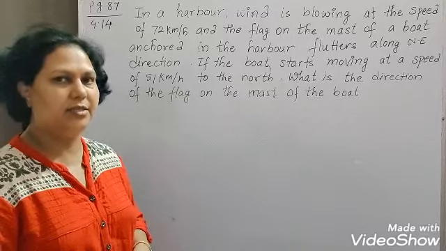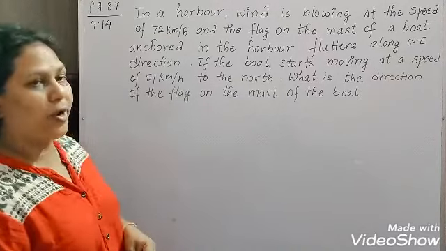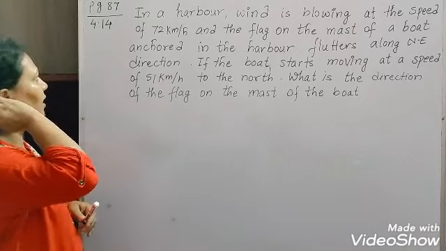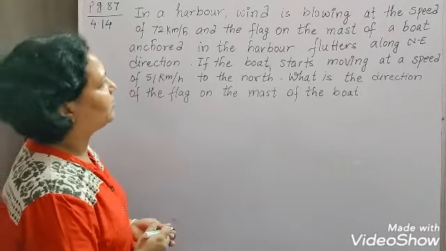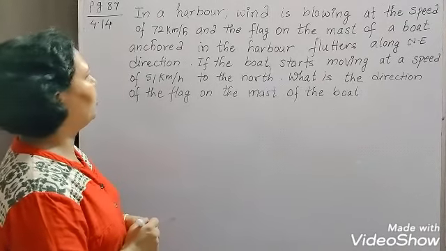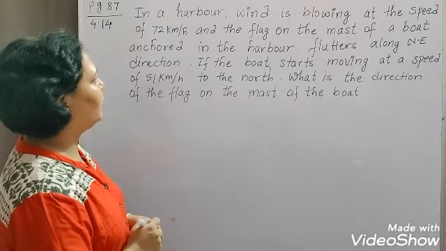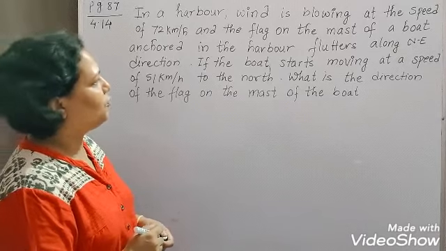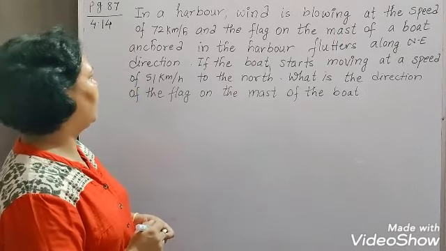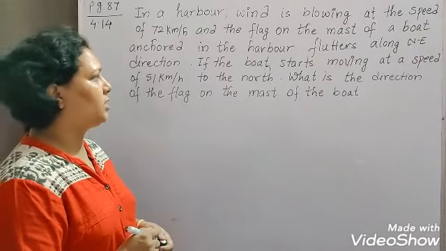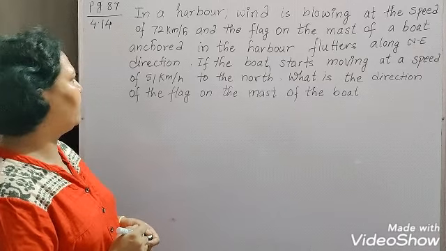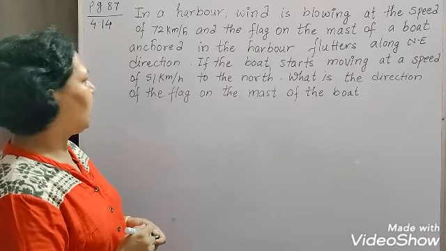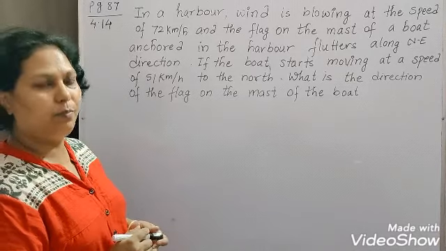Now we will see exercise question 4.14, page number 87. Here you will see in a harbor, wind is blowing at the speed of 72 km/h, and the flag on the mast of a boat anchored in the harbor flutters along northeast direction. If the boat starts moving at a speed of 51 km per hour to the north, what is the direction of the flag on the mast of the boat?